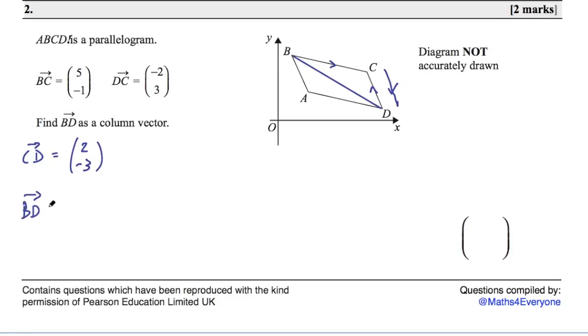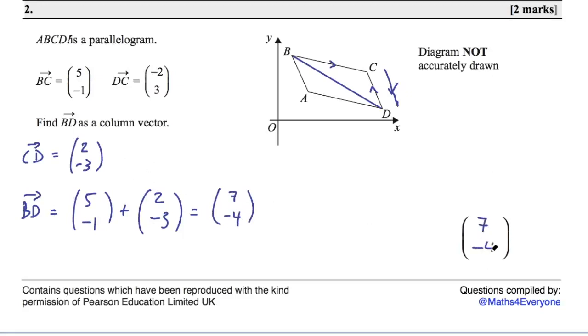So BD is going to be (5, -1) plus (2, -3). And to add column vectors, we can just add the numbers. So 5 plus 2 is 7, and -1 plus -3, that's -4. So BD as a column vector will be (7, -4).